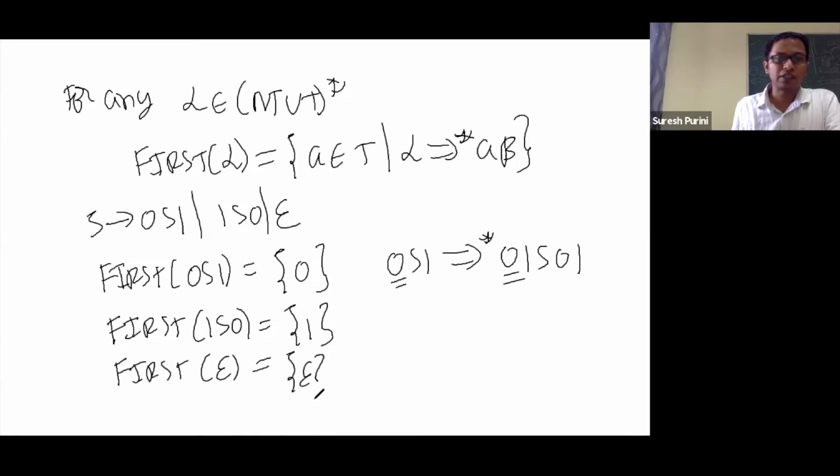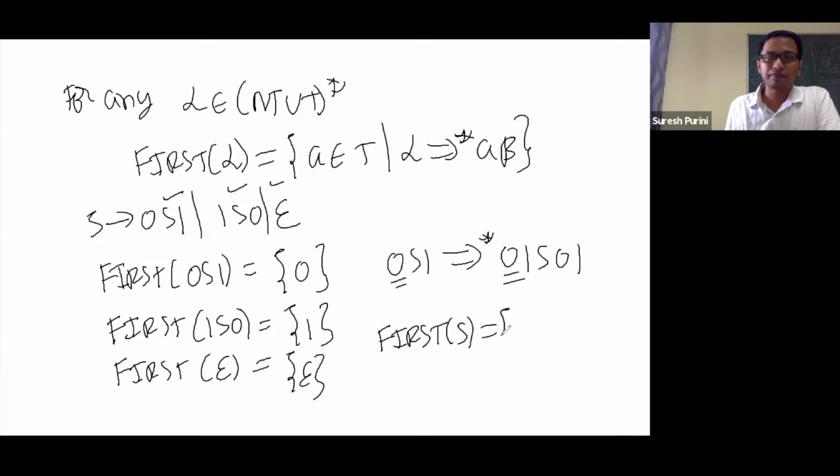But when you take first of S, while computing the first of S, we need to look at the alternate substitution rules it has, and from that derive what is first of S. So first of S has 0, 1, and epsilon in it. All right.